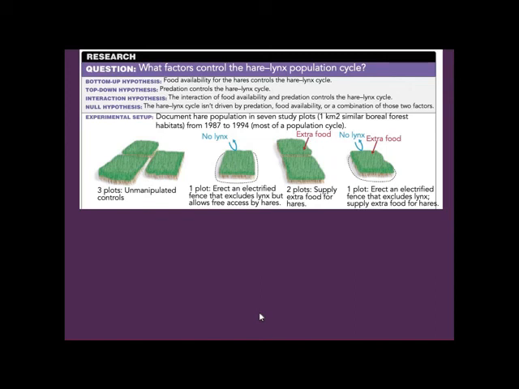So what they did is they took three plots that are unmanipulated controls. Then they had one plot in which they put an electric fence around the outside that excluded the lynx but allowed the hares to come and go. So this is a plot with no predators. They have two plots in which they put extra food for the hares, okay? So the hares have been supplemented with extra food. And then they have a third kind of treatment in which they have a plot with the electric fence that keeps the lynx out, but they also have the extra food, okay?